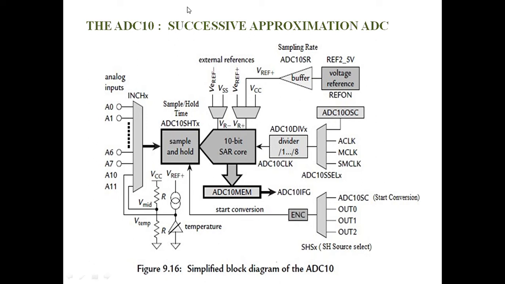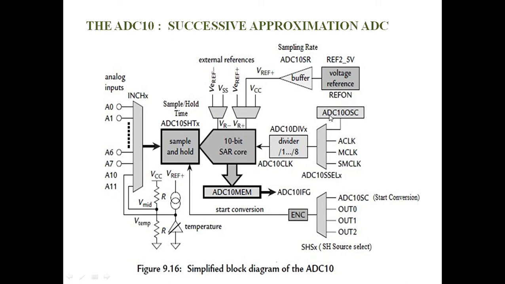Then that is given to the buffer. Here we can select the sampling rate frequency. Then that is given to VCC and V reference. Based on the difference, it selects the desired reference voltage. Similarly, it selects the clock signal internally, which is any one of these multiple signals.